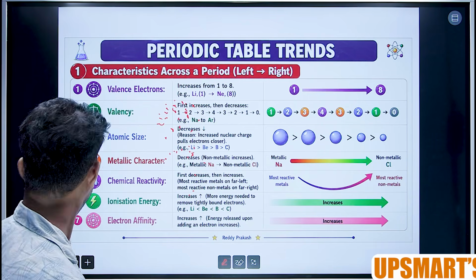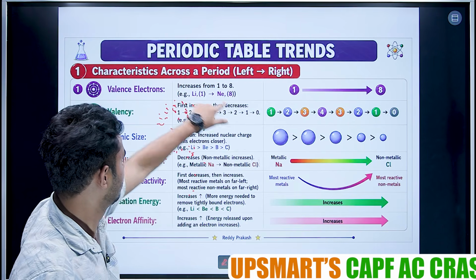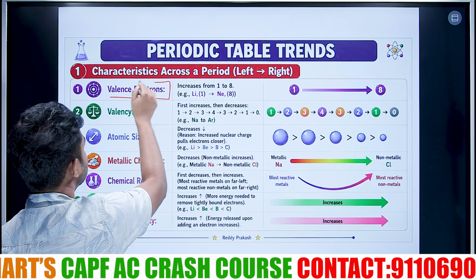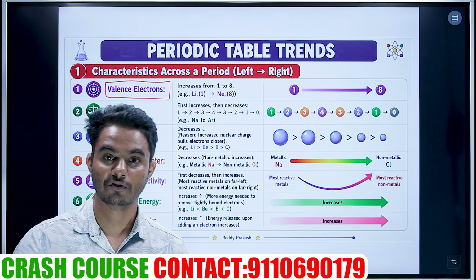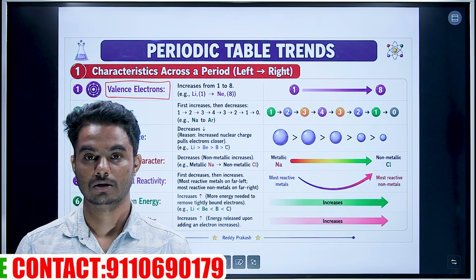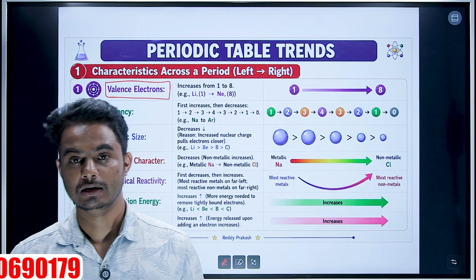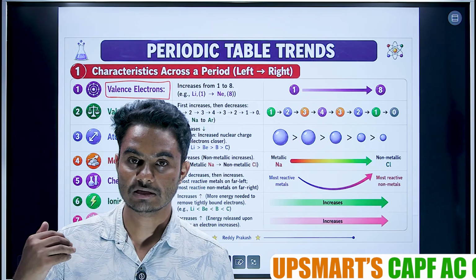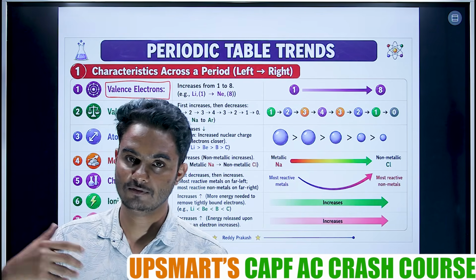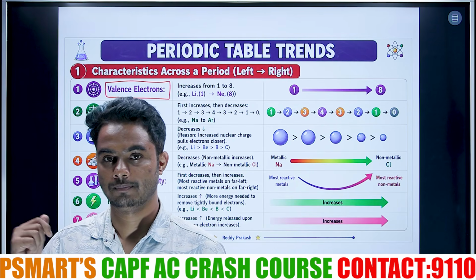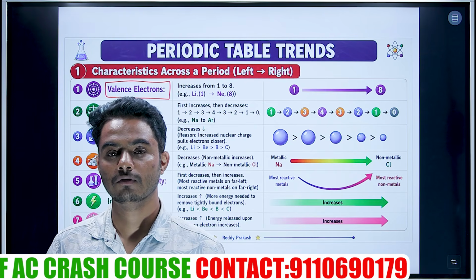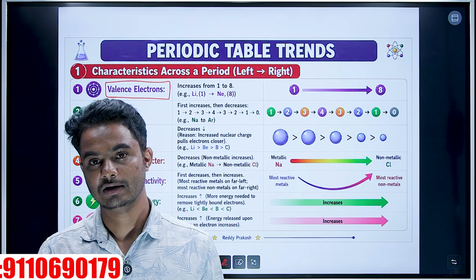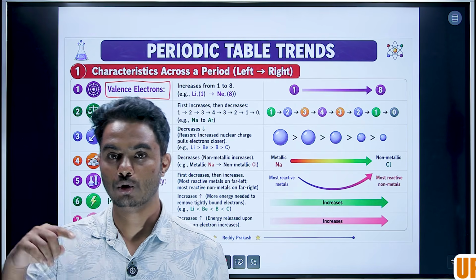If you see the valence electron, it does not mean valency. The number of electrons present in the last shell is called the valence electron. Lithium has how many valence electrons? It is 1. What is the valency? Because it is easier to lose 1 electron than to gain 7 electrons, it will lose 1 electron. Valency is also 1. But what is the valency of carbon? It is 4. It will not lose, it will not gain. So valency is the same.